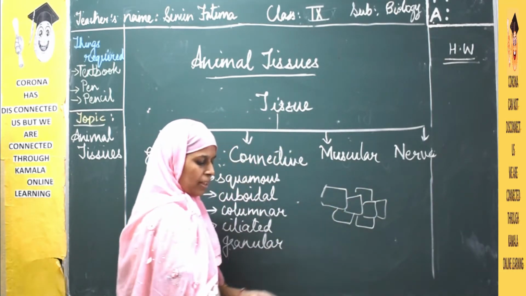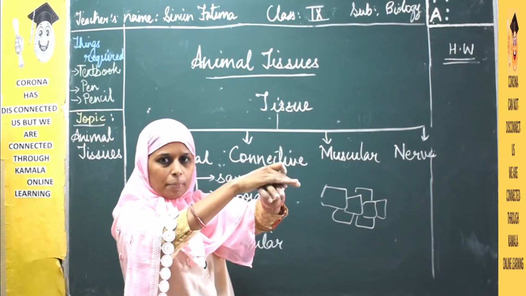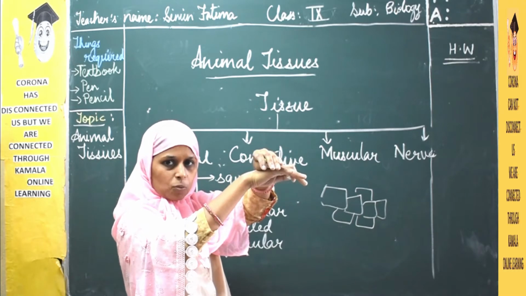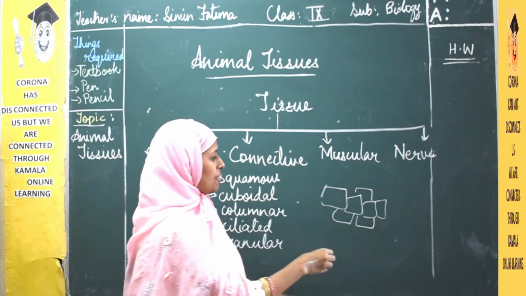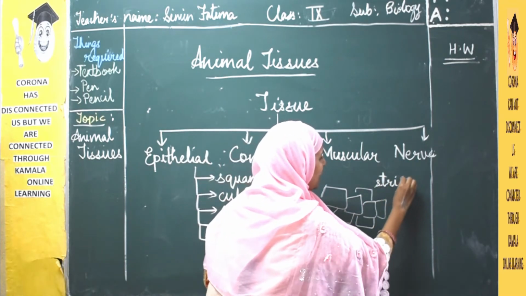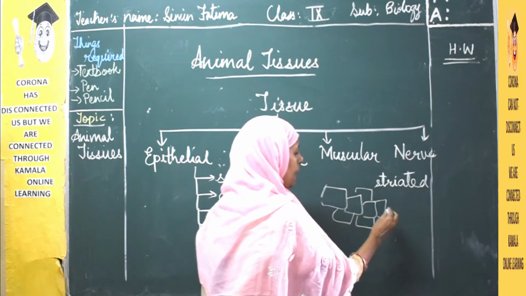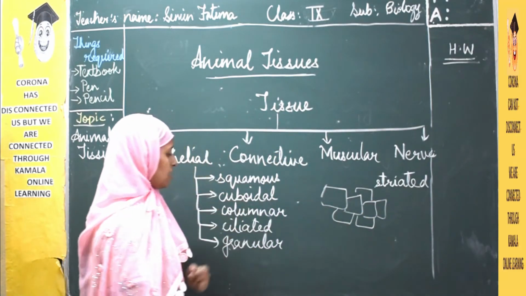Now this squamous epithelial tissue forms a layer. One layer. Suppose this is a layer of squamous epithelial tissue. Above that there will be another squamous epithelial tissue. Again above that there will be another. So it forms a layer, and layers of that are called stratified squamous epithelial tissue.